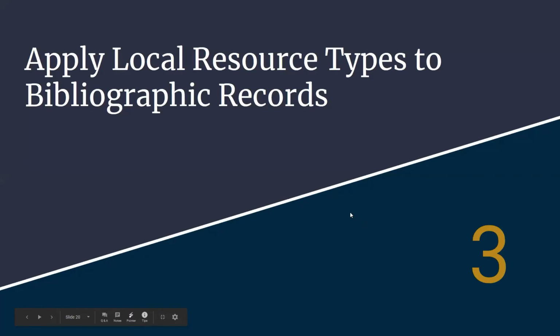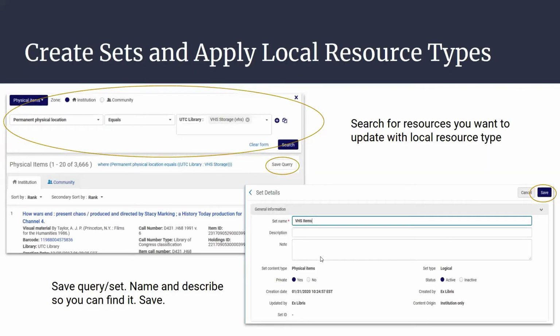All right, next, we're going to apply local resource types to the bibliographic record. So now we've got a job that we can use. So next, we're going to make a set of things we want to apply that job to. So in this case, all of our VHS are stored in a single location. So we're going to look in VHS storage, and we're going to save a query that lists all of those 3,600 items.